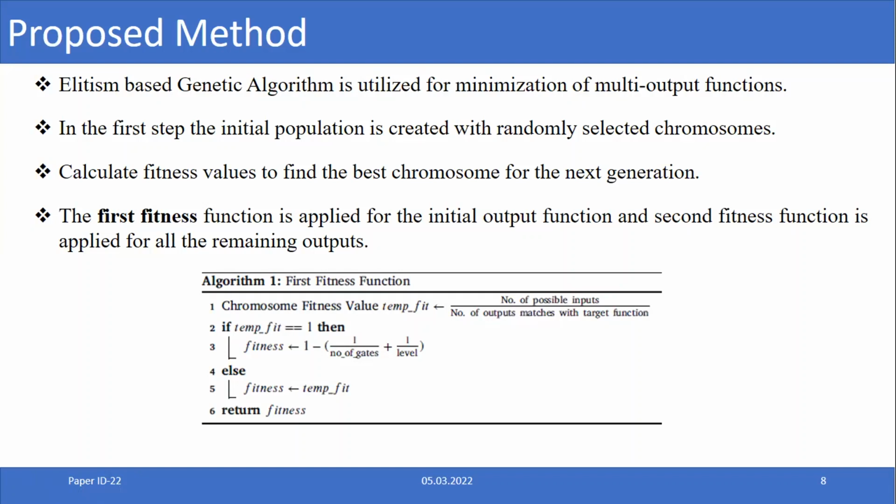For counting the level, I have counted the total number of majority voters along the longest path from root to leaf node. In that case, I have not considered the inverter, because as I have discussed in the basic part of QCA, the majority voter needs 3 inputs, but the inverter needs only 1 input. So that's why I have considered only the majority voter for counting the level. Then in the else part, I have assigned the value of 10 feet as the fitness. So this is the first fitness function calculation.